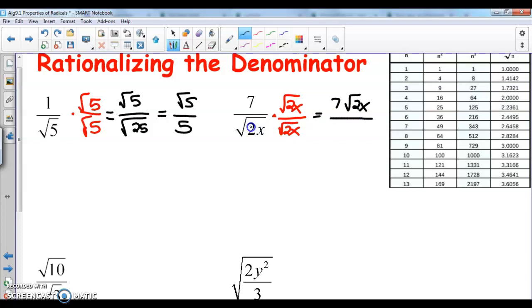Okay, so now let's go. Multiply these together, because both of them have radicals. So 2 times 2 is 4, x times x is x squared. And both of them are inside the radical expression. So the top becomes 7 radical 2x. What's the square root of 4? 2. What's the square root of x squared?